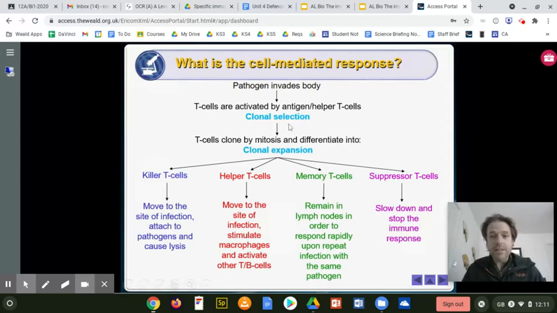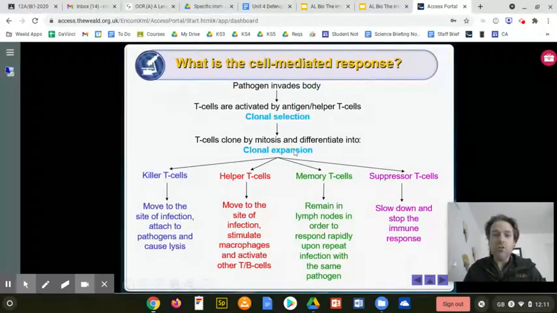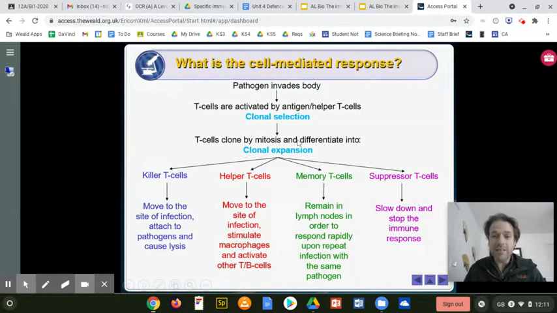Once that T cell is selected, it becomes activated effectively, and that triggers clonal expansion. So that T cell then starts dividing and multiplying via the cell cycle, mitosis, and it will also start to differentiate into 4 different types of T cell. Okay, you need to know the names of these, and you need to know what they do.